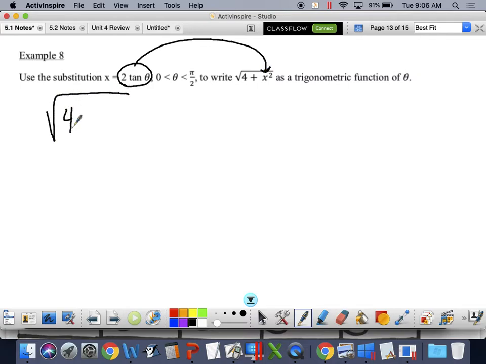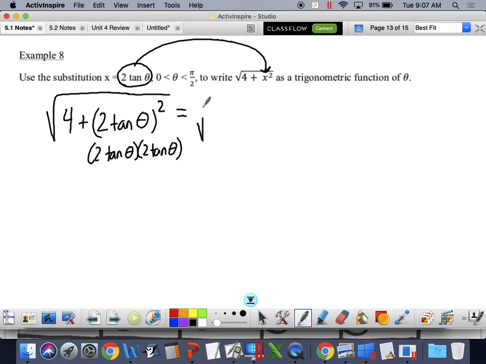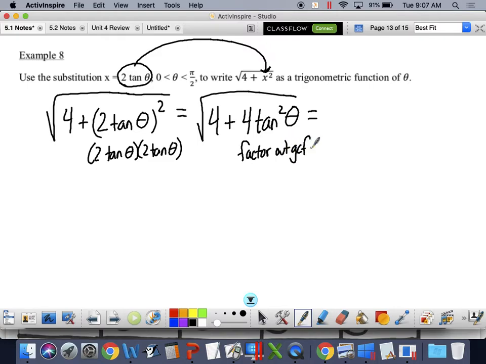So I have the square root of 4 plus 2 tan theta squared. I now am going to multiply 2 tan theta times 2 tan theta. That's what the squared means, right? So I get the square root of 4 plus 4 tan squared theta. Now, I'm going to factor out a GCF under my radical there. I see 4 is common to both terms, so I get 1 plus tangent squared theta when I factor out the 4.